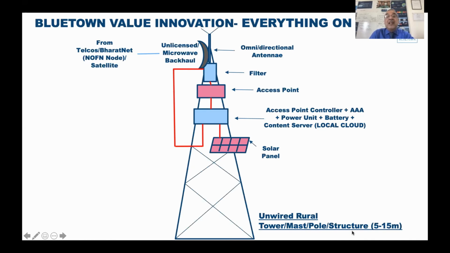Then you have an omnidirectional antenna, you have filters, you have an access point, and you have an access point controller, AAA, power unit, battery, content server, which we call local cloud. All are put in a hermetically sealed IP67 box, and then you have the solar panel also. So with all these things, you can put everything on the tower and create an access hotspot to cover all of the village, which also has the content, the edge computing, the local content also there.